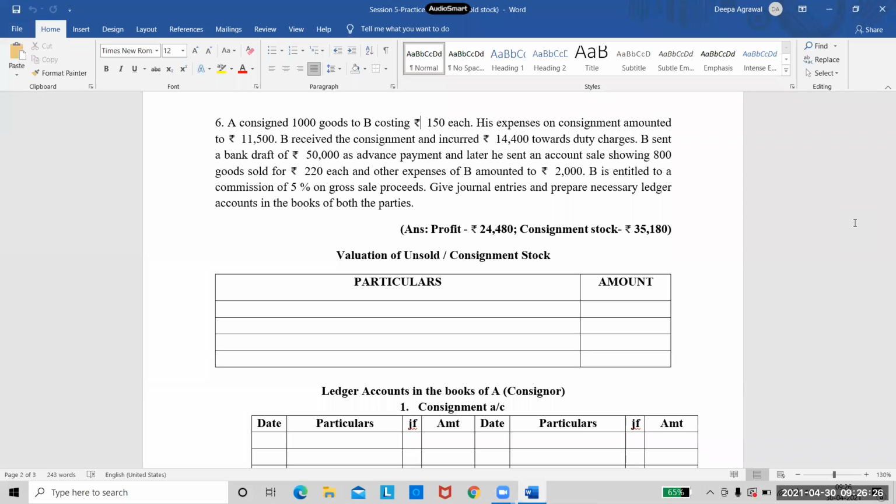Yes, anyone? What type of expenses are these duty charges? Are they non-recurring or are they recurring? I'm waiting for the answer.